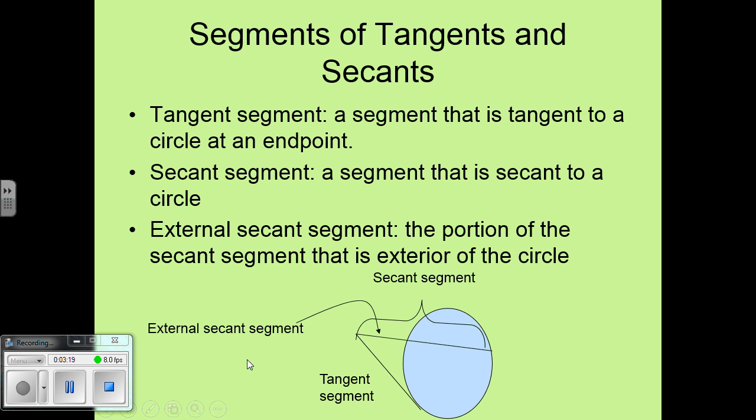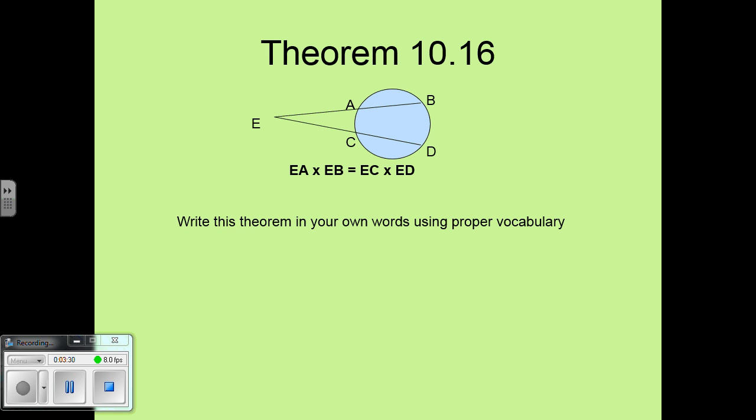So please make sure you label all of those parts, and what might help is to color code if you have some colors at home. Okay, so here's theorem 10.16.